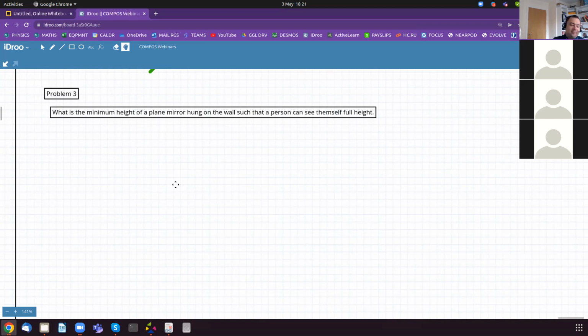It's an interesting one. You would think that you would just need to walk further away from the mirror. If you want to see yourself in full height, you would need to walk away from the mirror. But it doesn't actually work. You would still be able to see only part of yourself if the mirror is not big enough.